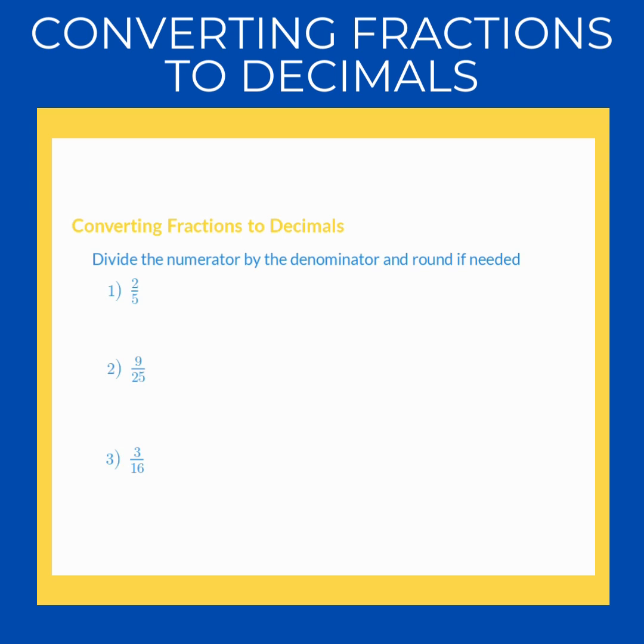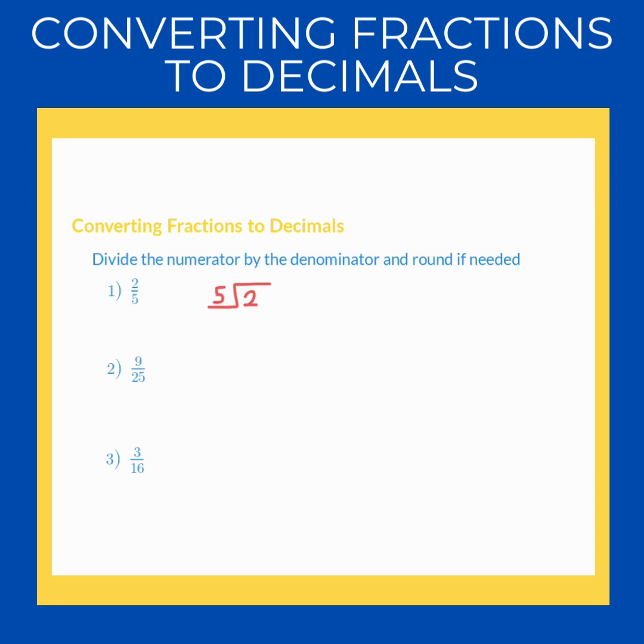So this is a fraction. Now let's learn how to convert it to a decimal. We use long division. Let's divide the numerator, which is 2, by the denominator, which is 5. So 2 over 5.